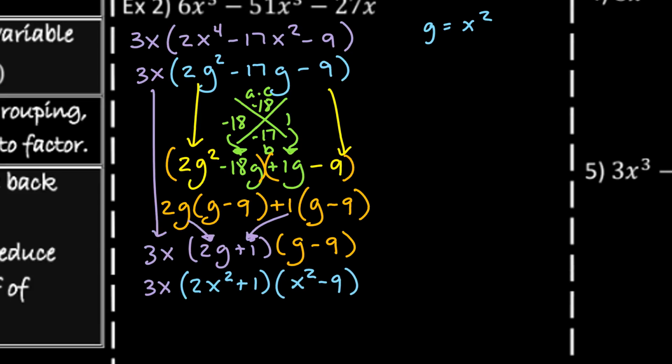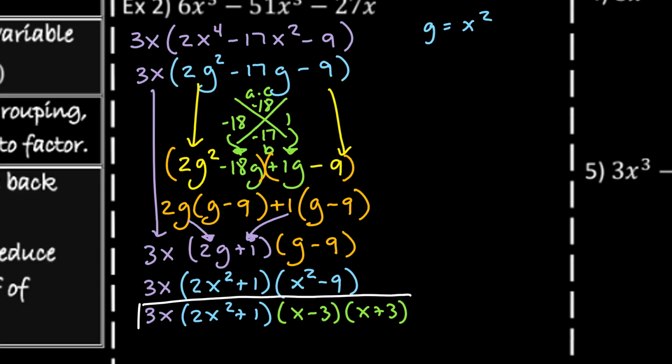Can either of these be factored anymore? X squared minus 9. Ah, x squared minus 9 is a difference of squares. So what can that be broken up into? X minus 3, x plus 3. Yes. X minus 3 and x plus 3. Can anything here be factored anymore? No. So this is my answer. I am done. Thank you so much for not complaining.